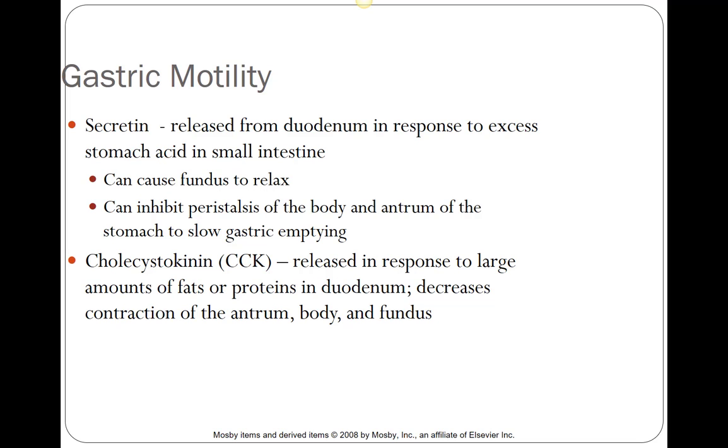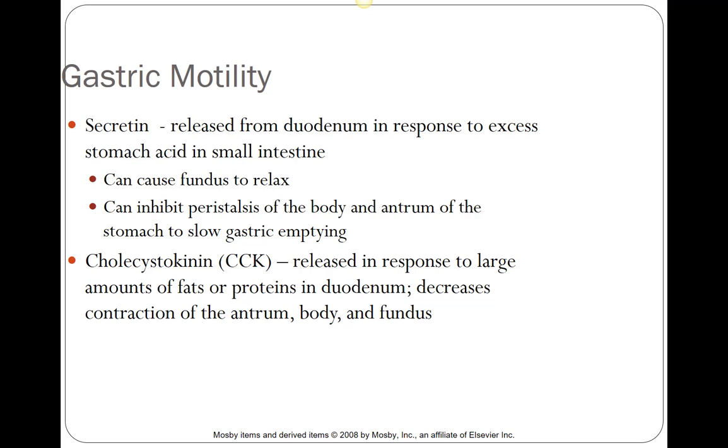The other thing is something called CCK, or cholecystokinin, and this is released in response to large amounts of fats or proteins in the duodenum, and these also slow down contraction of the stomach in the pyloric antrum, body, and fundus.